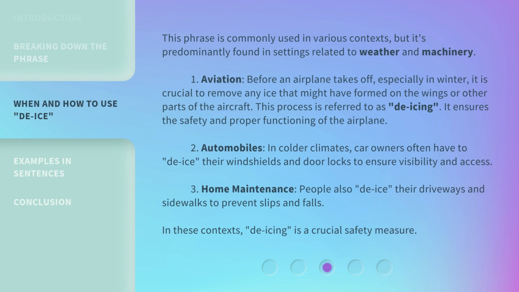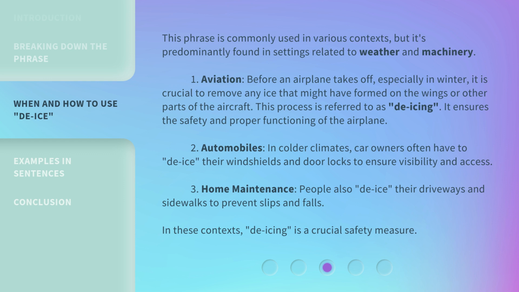This phrase is commonly used in various contexts, but it's predominantly found in settings related to weather and machinery. 1. Aviation. Before an airplane takes off, especially in winter, it is crucial to remove any ice that might have formed on the wings or other parts of the aircraft. This process is referred to as de-icing. It ensures the safety and proper functioning of the airplane.